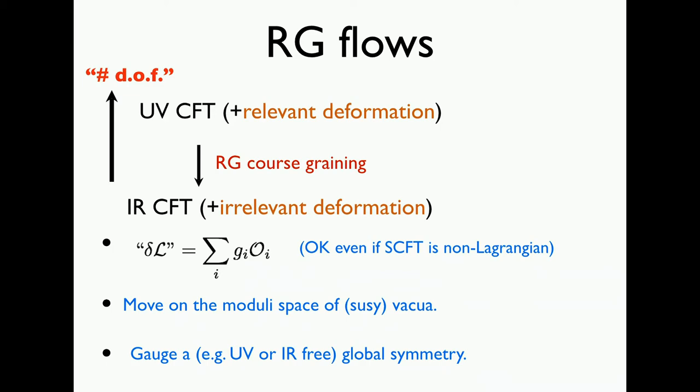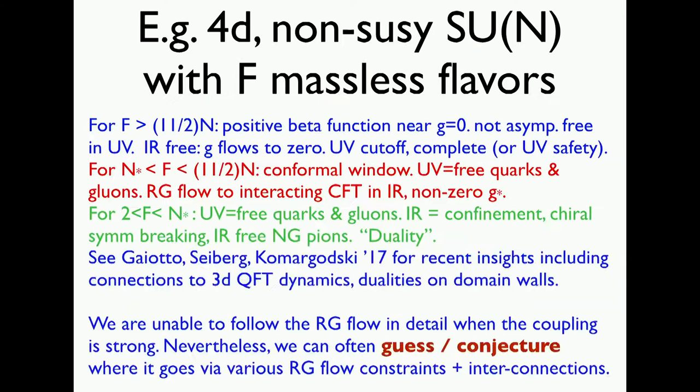Another way to modify the theory is to gauge a global symmetry. Just to give an example, in four dimensions, we could start off with non-supersymmetric SU(N) gauge theory with F massless flavors, and then depending on F, there are various different possibilities. If F is bigger than 11/2 times the number of colors, then the beta function is positive, near weak coupling at least, so the theory is not asymptotically free.